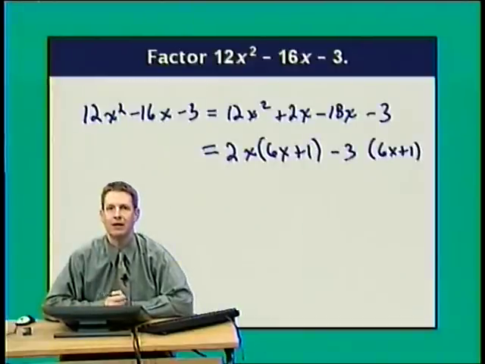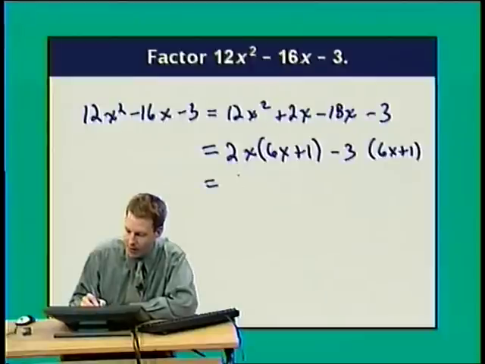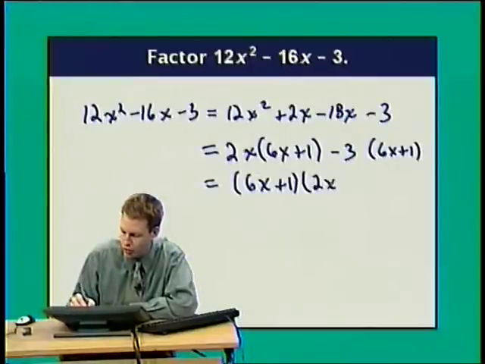Now let's look at this. 2x times 6x is 12x squared. 2x times 1 is plus 2x. Minus 3 times 6x is minus 18x. And minus 3 times plus 1 is minus 3. I'm good to go. Now I can pull out my common factor, which is 6x plus 1 times 2x minus 3.